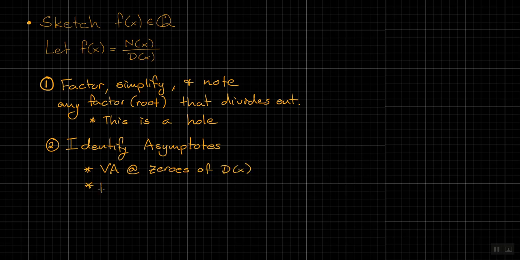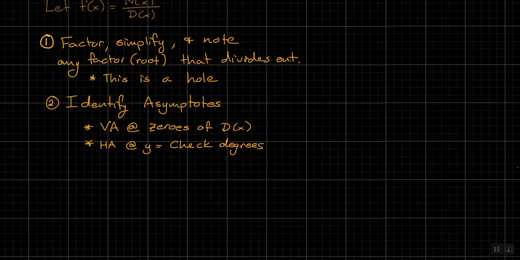Okay. What about horizontal asymptotes? I'm not going to write the whole thing. At y equals, and then I'm just going to say check degrees. And then I'm going to trust that you guys will reference that if the numerator is larger, they're equal, or the denominator is larger. Okay, so now we have all the asymptotes. We have any holes that we've identified.